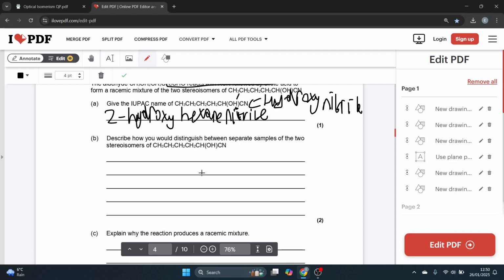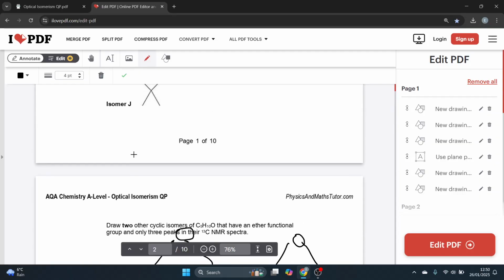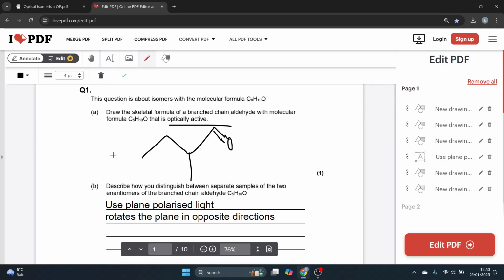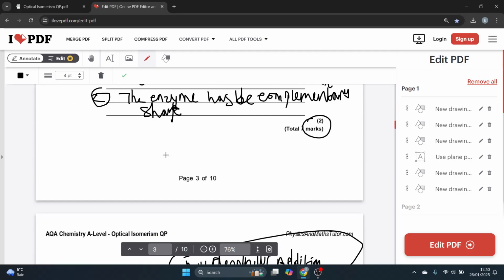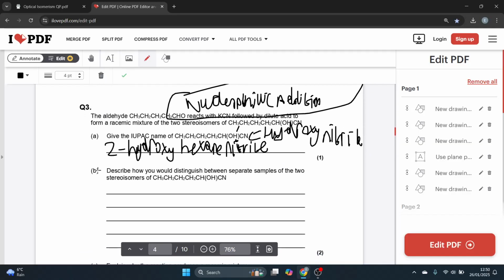Describe how you would distinguish between separate samples of two stereoisomers of this. Very, very similar to part 1B. Literally 2 marks, just a different example, a different context. Use plane polarized light. That's your first mark. And this is why it's really important to go through a lot of exam questions for a topic, because there's only so many questions they can ask you.